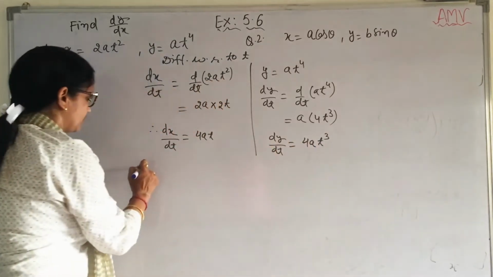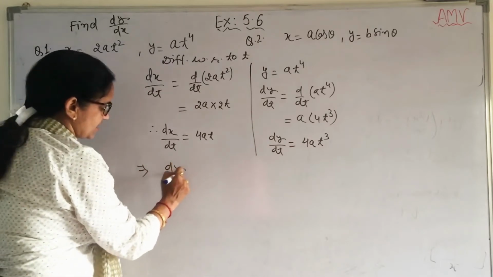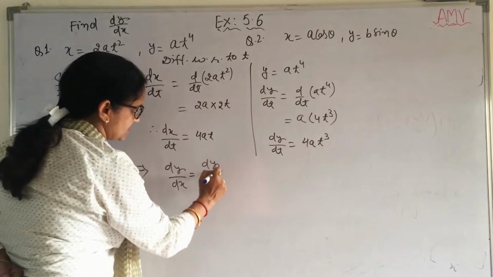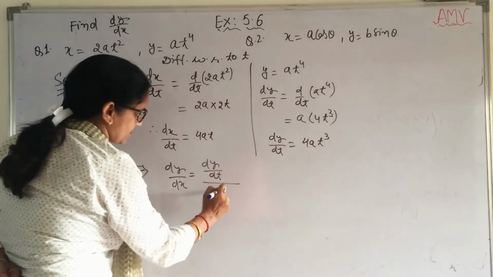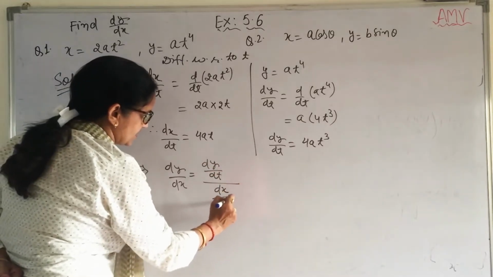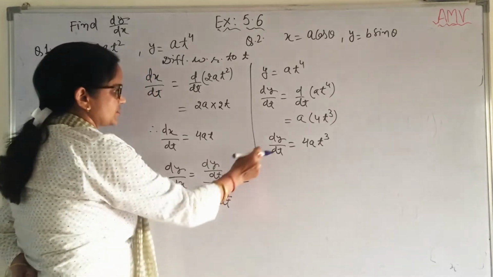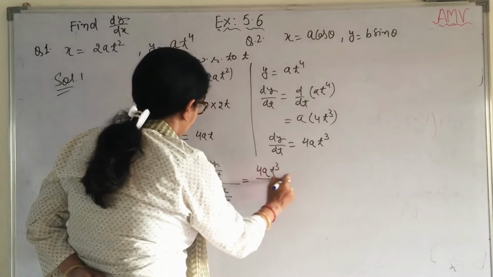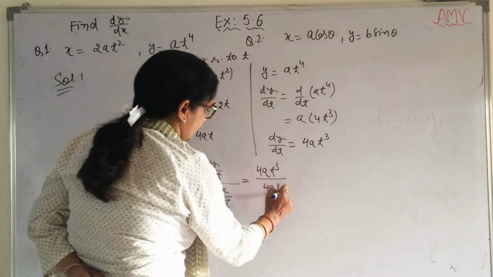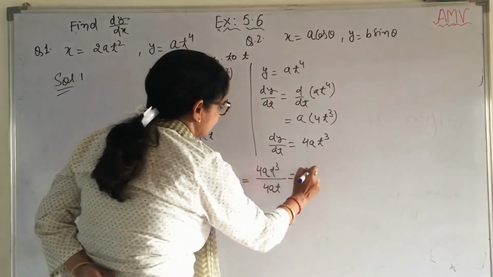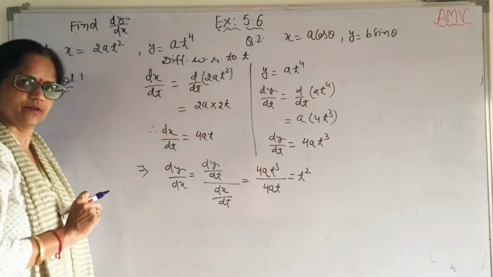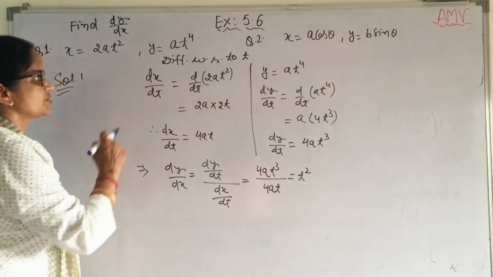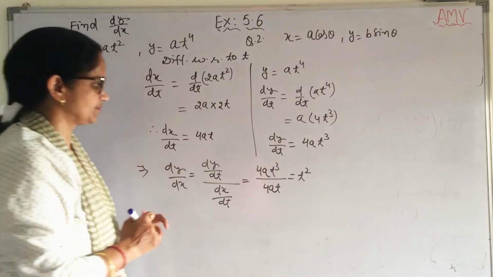And now find dy by dx. You have to write first it is dy by dt upon dx by dt. Okay, and now substitute the values 4a t cube and here 4a t. The answer is t square. Okay, question over here.